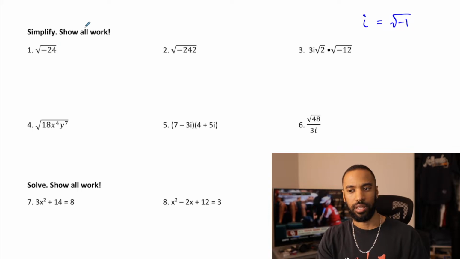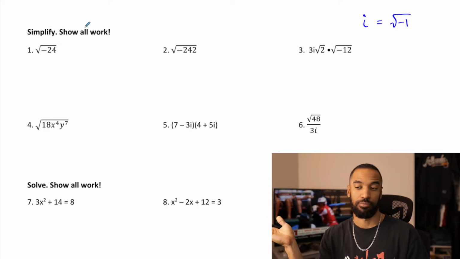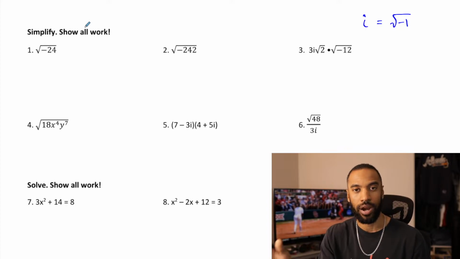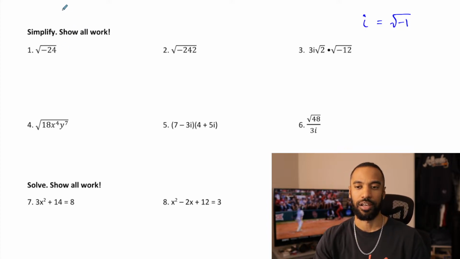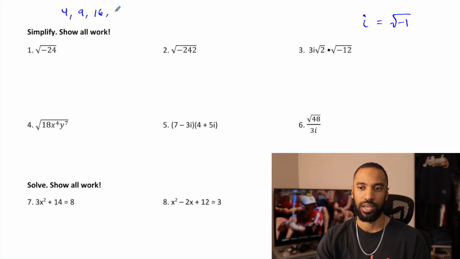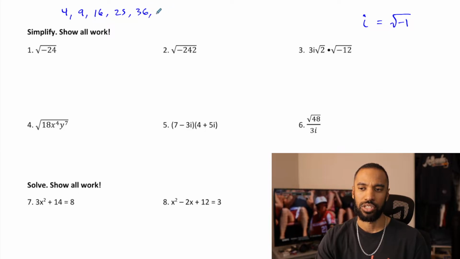And the other part of simplifying that will be needed for the first problem and for the majority of these right here is that you need to pull out any perfect square factors that exist inside your values, such as a 4, which is 2 squared, a 9, which is 3 squared, a 16, which is 4 squared, and the list goes on.